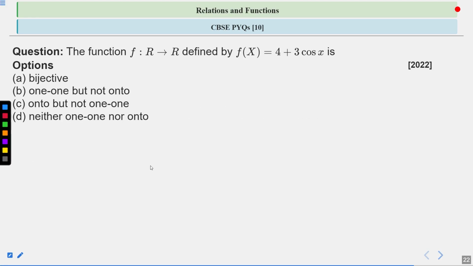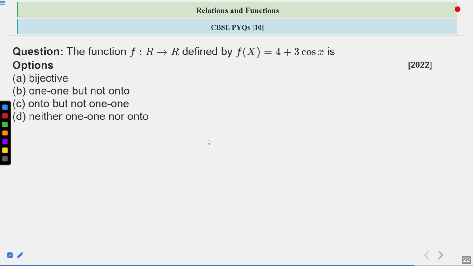The next question says the function f is defined from R to R by f(x) is equal to 4 plus 3 cos x. We have to check which option is correct: is this function bijective, or is it one-one or onto, or not onto but one-one, or neither one-one nor onto? We have to check it. This question was asked in 2022. So we know the conditions of one-one and onto.